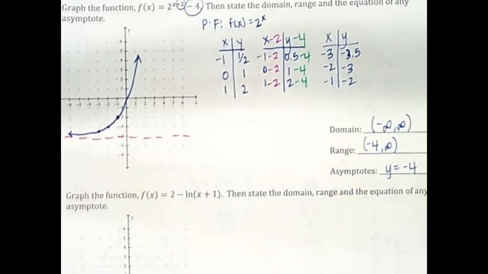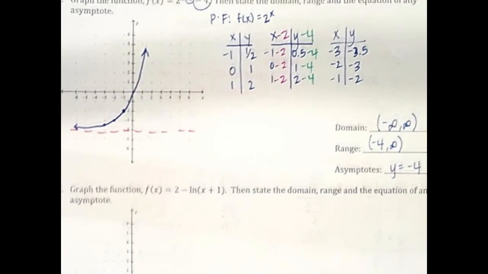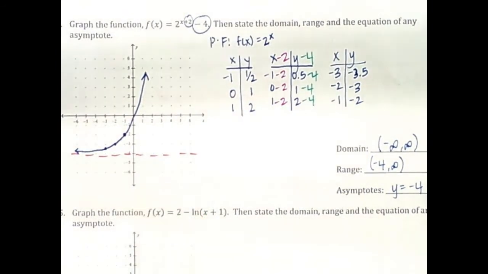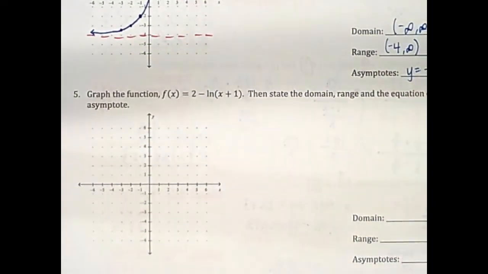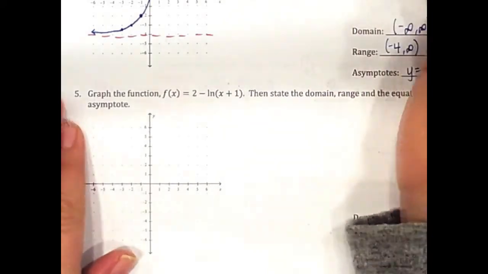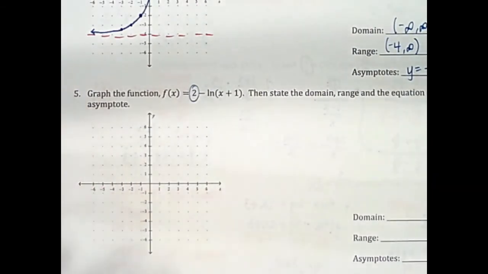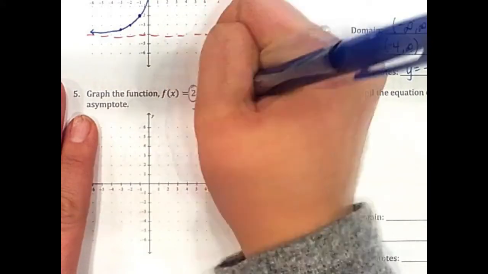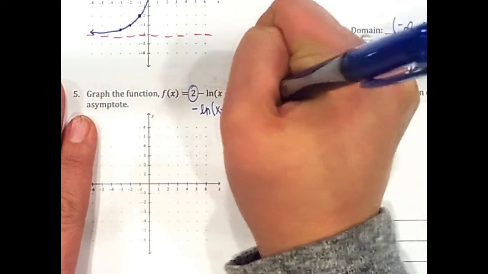Number 5 says to graph the function f of x is equal to 2 minus ln x plus 1. Now, in comparison to number 4, which we just did, this is a logarithmic function because of that ln. What I'm going to do first, just to help my brain see all these transformations, is rewrite this because this 2 on the outside may be a little deceiving. So this is the same as if I were to write negative ln of x plus 1 plus 2.